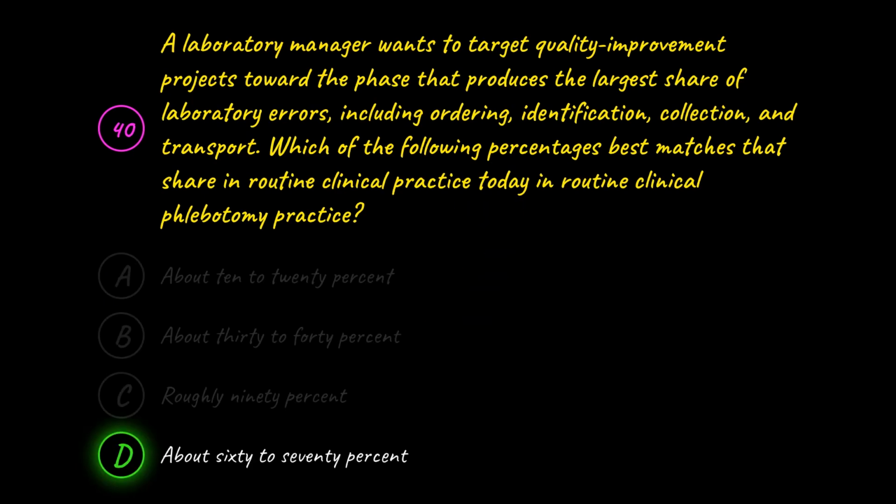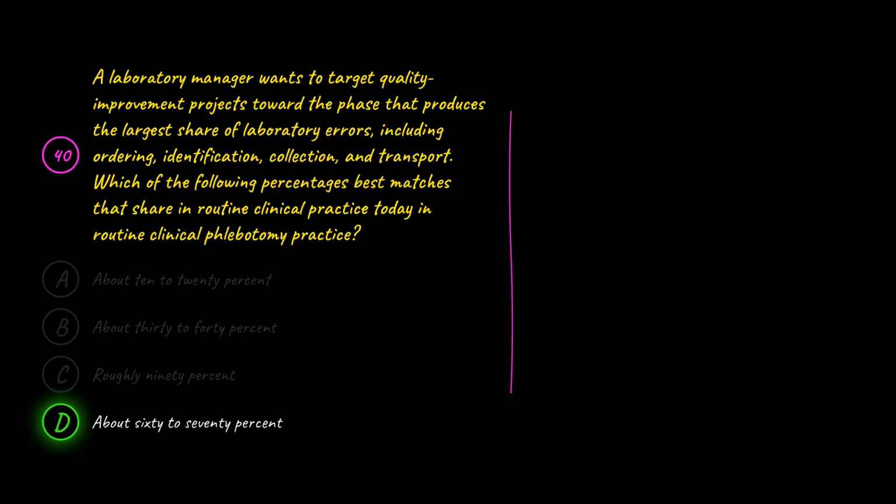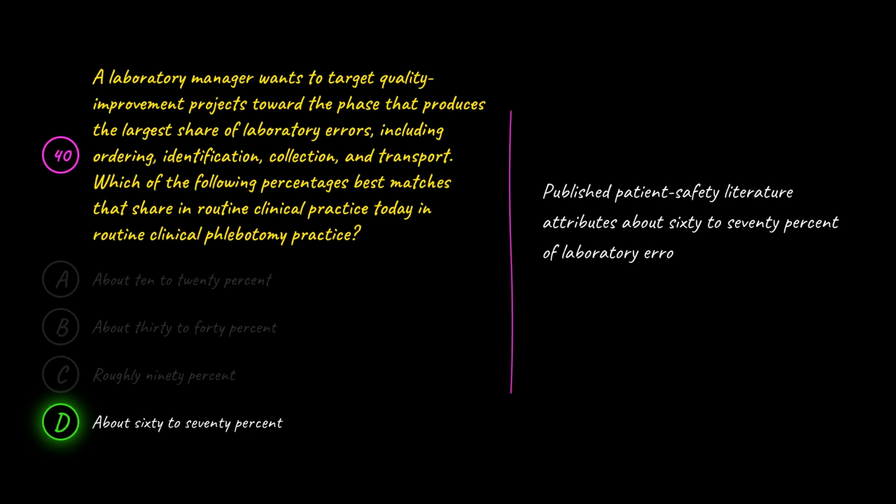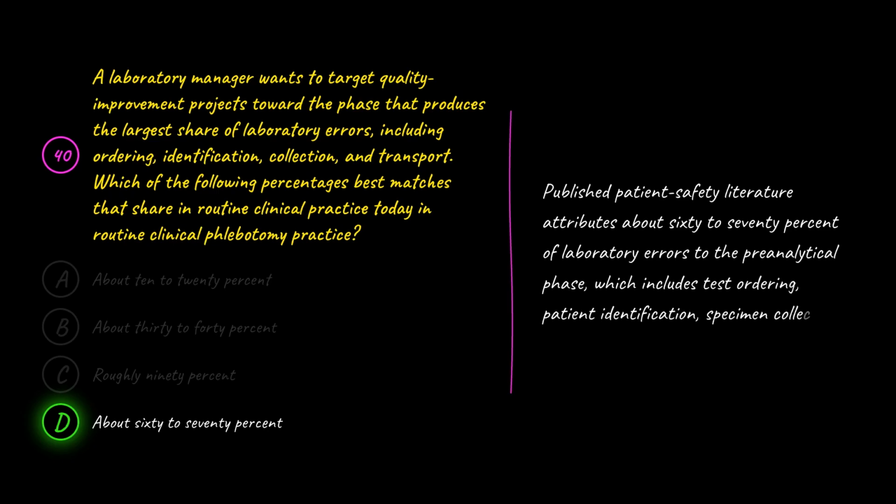The correct answer is D, about 60 to 70%. D is correct because published patient safety literature attributes about 60 to 70% of laboratory errors to the pre-analytical phase, which includes test ordering, patient identification, specimen collection, and transport. Phlebotomy is the dominant component of that phase.